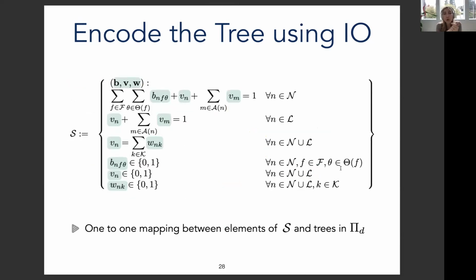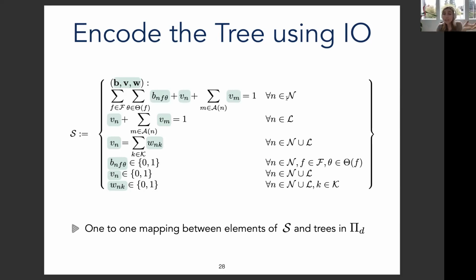All right, so based on these observations, we can encode our tree using integer optimization with 3 sets of decision variables. My branching variable is b, so here b_{n,f,θ} is 1 if and only if at node n I branch on feature f at level θ. v_n will be 1 if and only if I make a prediction at node n, and w_{n,k} will be 1 if and only if I predict class k at node n.